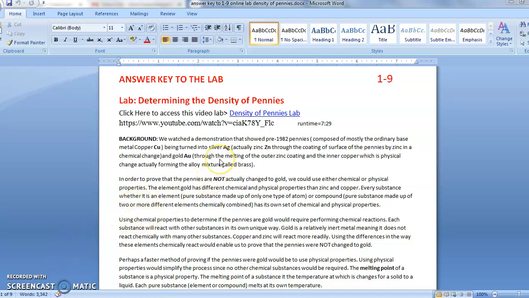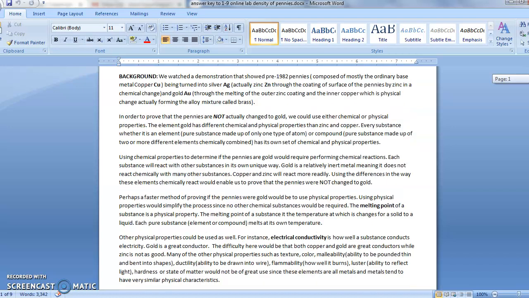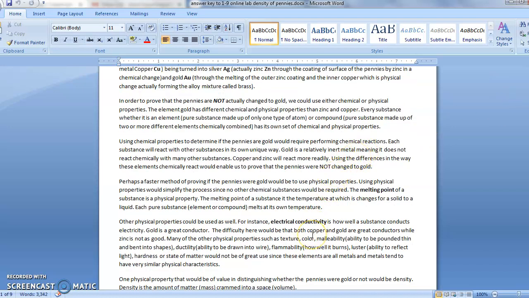First of all, the purpose of this lab was to determine the density of pennies. In this lab, we determined the density of pre-1982 pennies, post-1983 pennies, as well as some of those gold pennies that we saw. Part of the reason we were using density is that it's a physical property, and physical properties can be used to determine what a substance is. It can lead us to determine the composition of that substance.